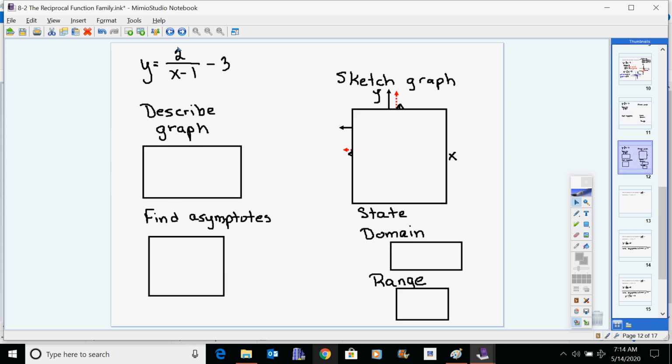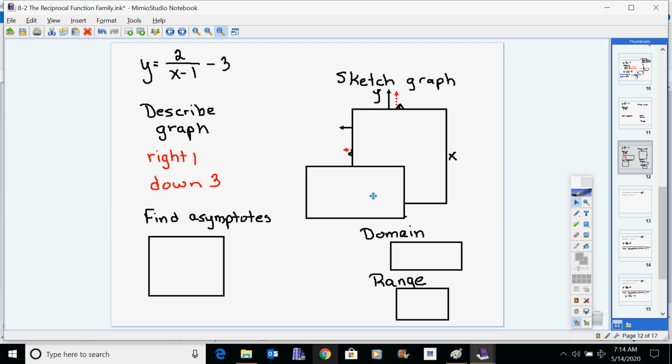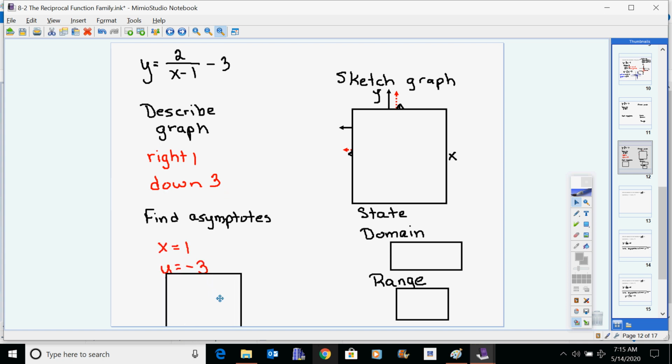Okay, so describing the graph. We have a stretch of 2, we have a right 1, and we have a down 3. I didn't even write in the stretch of 2. The asymptotes. Okay, our asymptotes are important. Right 1 means x equals 1. Down 3 means y equals negative 3.